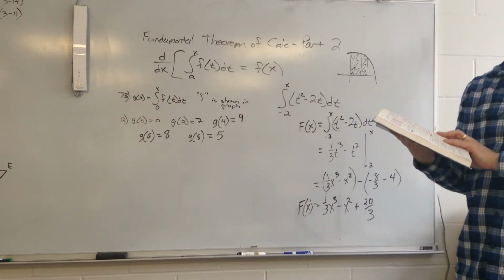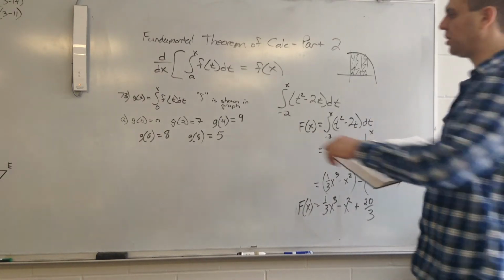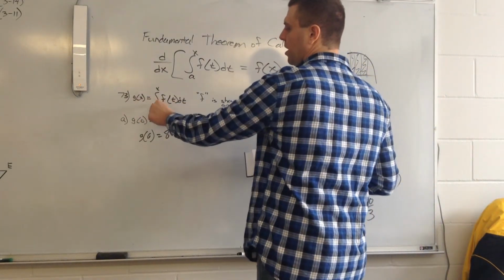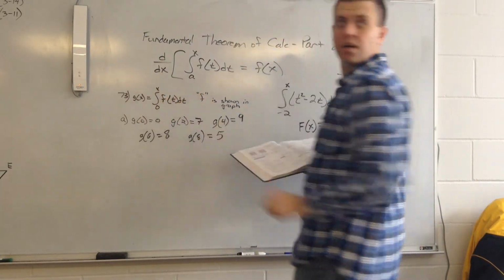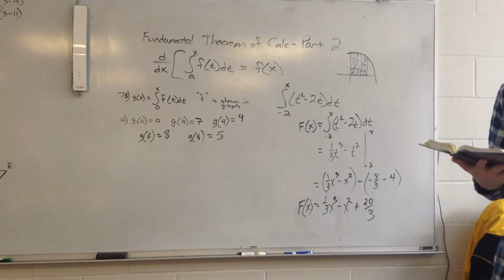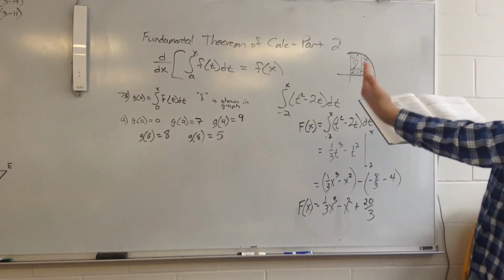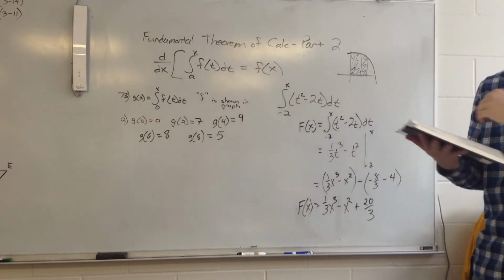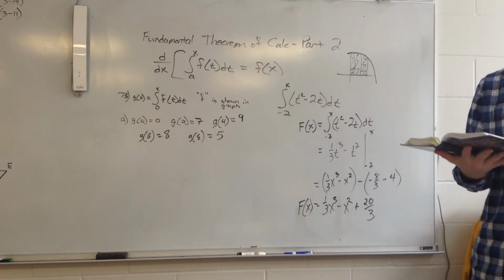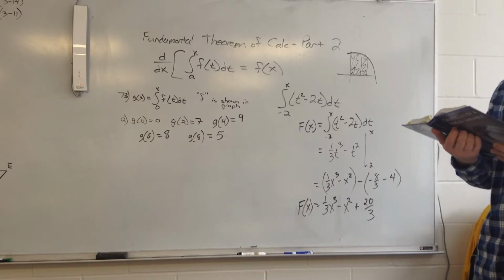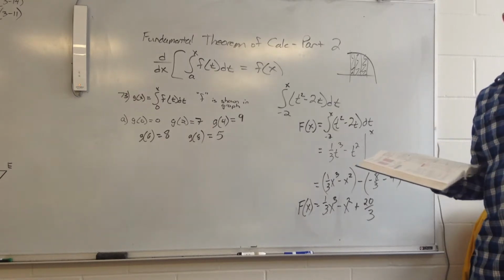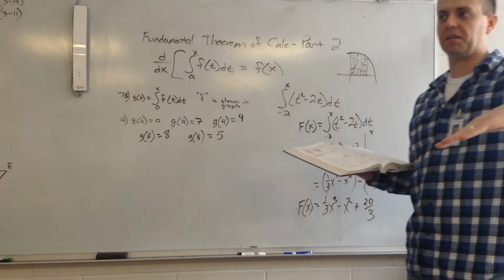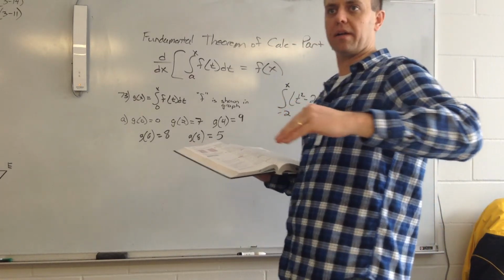G of 4 equals 9. No, because G of 4 would represent the area from 0 to 4 under that function. So I'm looking from an x value from 0 to 4, and I'm estimating the area under that curve down to the x-axis, just estimating by basically counting boxes. We did that on the test yesterday. And anything below the x-axis is a negative area, so that's going to take away.